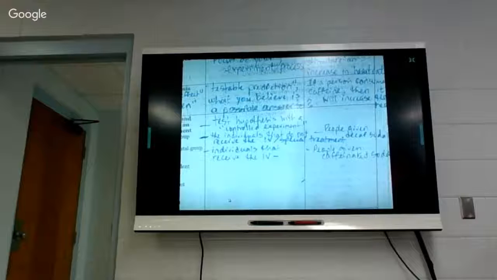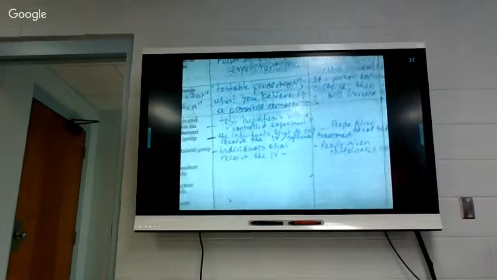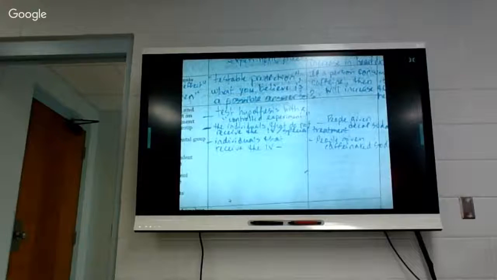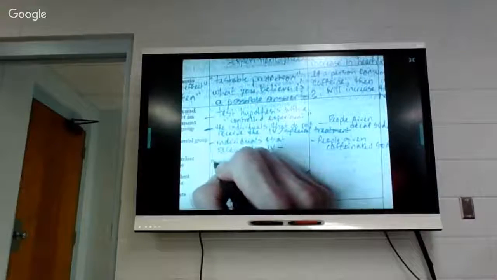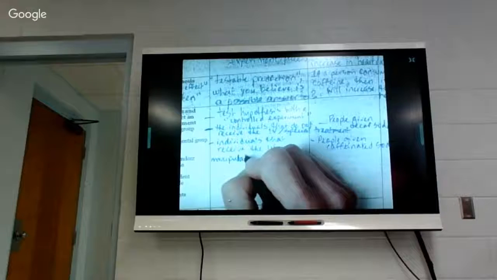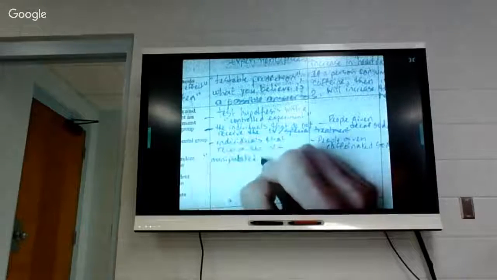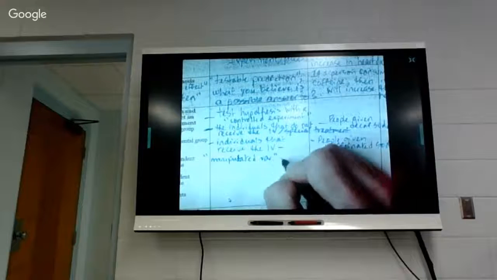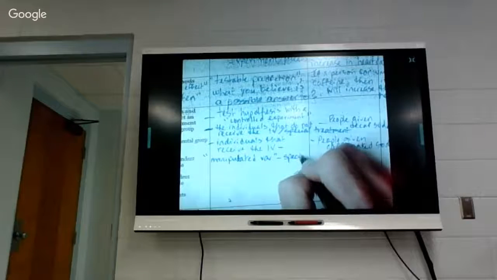So what is the special treatment that we gave them? Is that the independent or the dependent variable? Independent. I don't know. Wait, say that again? All right. So the independent variable is the special treatment. It's called the manipulated variable.